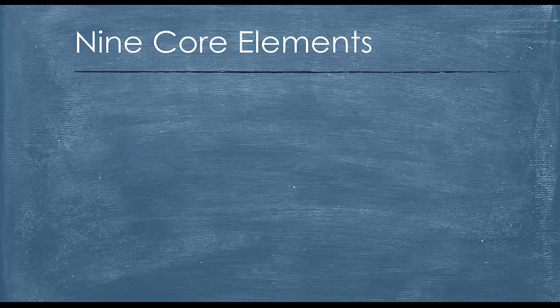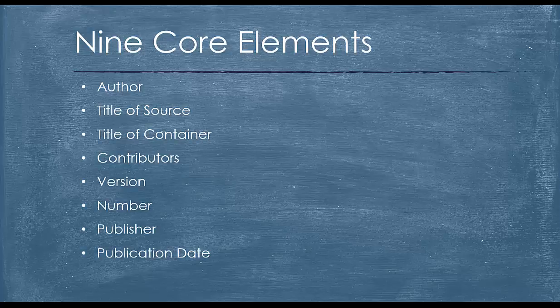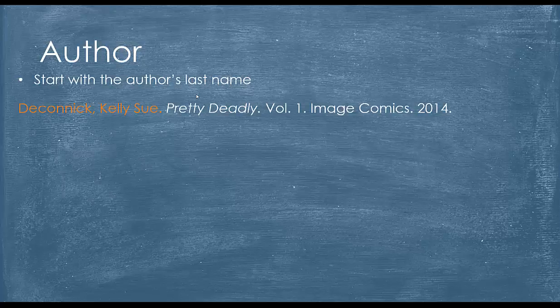citing. There are 9 core elements to MLA: author, title of source, title of container, contributors, version, number, publisher, publication date, and finally, location. We are going to go through each core element with examples. First, the author. The author is the person or group primarily responsible for the work. Always start with the first author's last name.